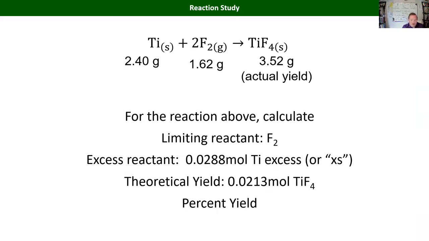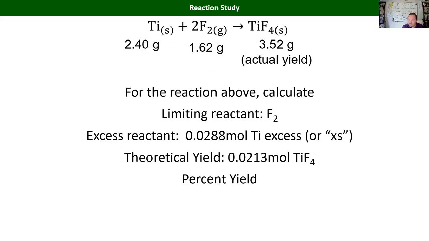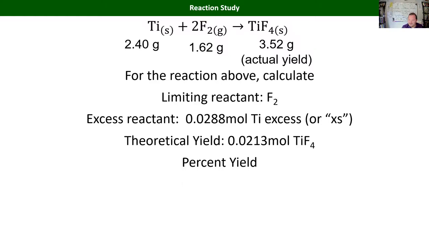So last but not least, if we want to know the percent yield, let me move this out of the way. This last one is a pretty short calculation, so we'll just do it on the slides here. If we want to know the percent yield, we're just going to take the theoretical yield and compare it to what we actually measured, which is 0.0284.